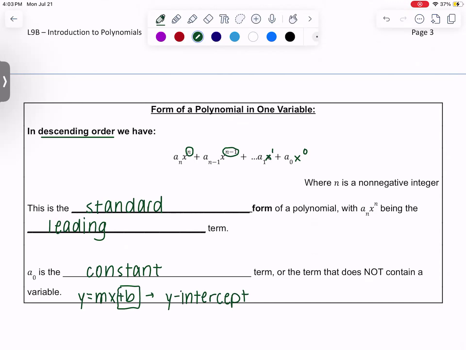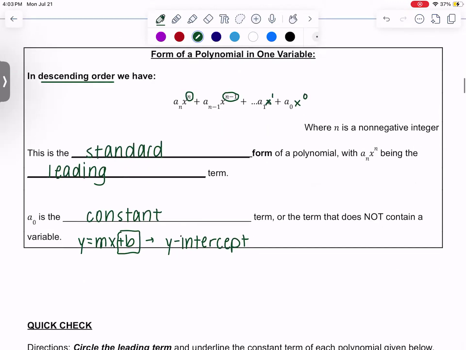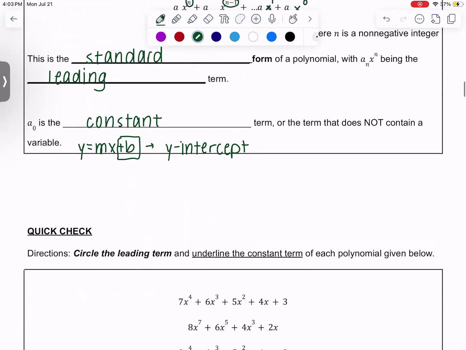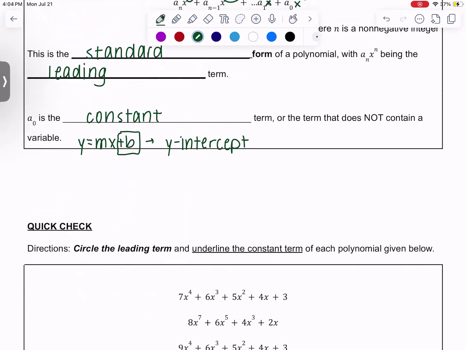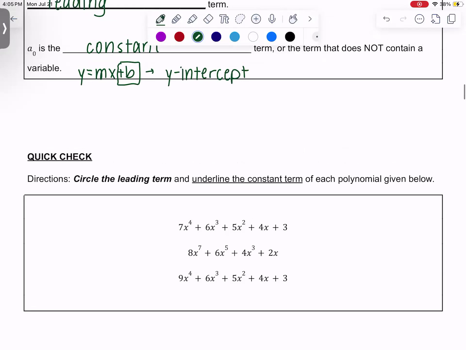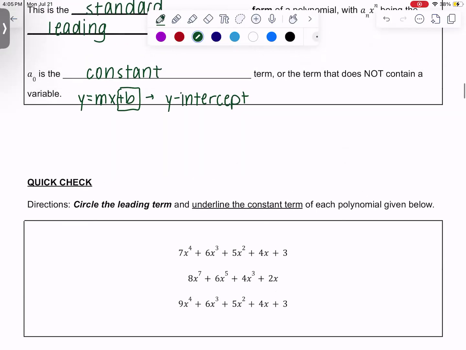Okay. Next page. Or sorry, let's do the quick check at the bottom. Circle the leading term and underline the constant term of each polynomial given below. Pause the video and then play it to see the answer revealed. So pause now, and the answers will be revealed.